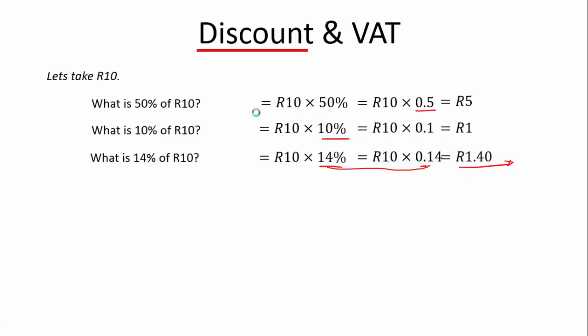Do you get the idea of what we're doing here? We're taking what is 50% of 10, and we can say that amount of money times that percent, and then we simply convert that percent into a decimal fraction.